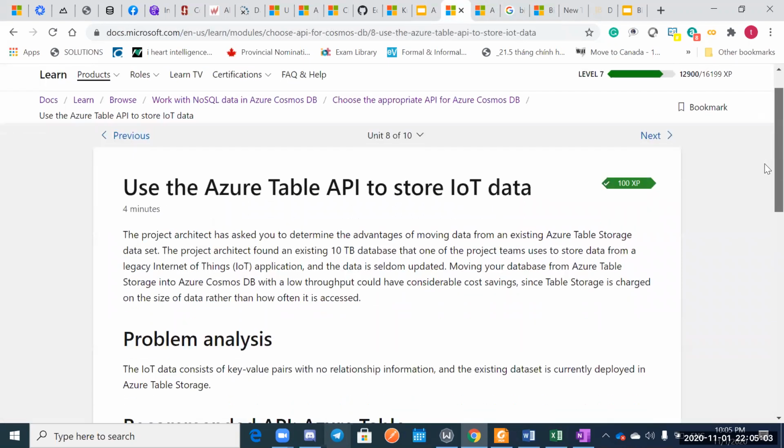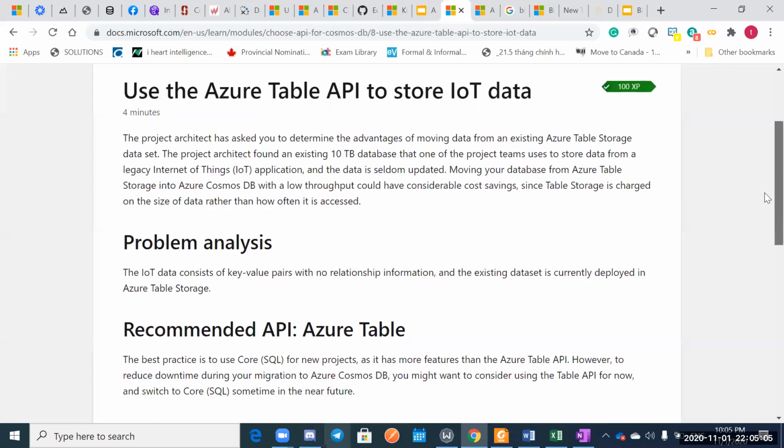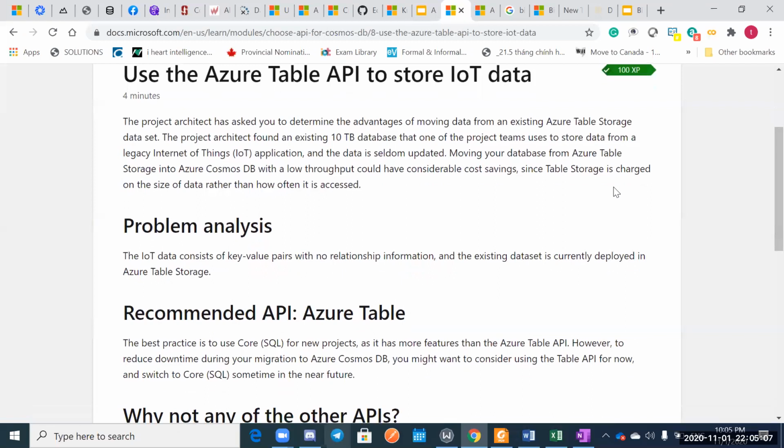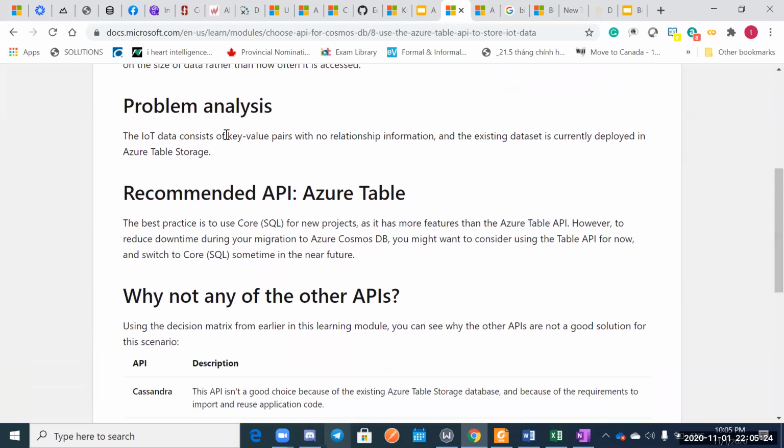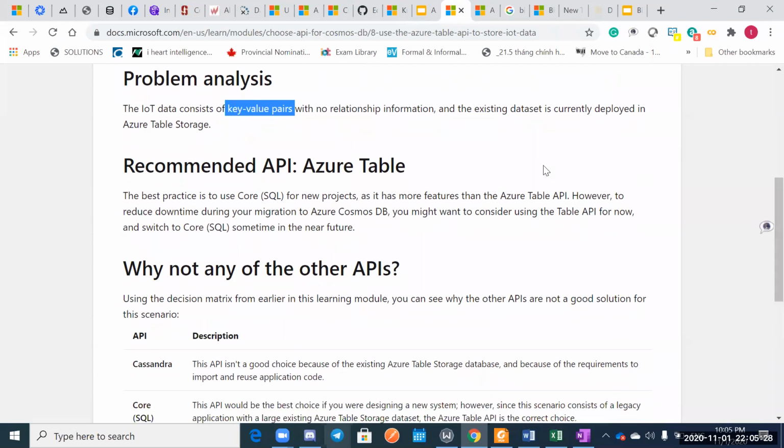Okay, so what we have here is the Azure Table API. Pay attention to this. In here, they already use Table Storage. They just use key-value pairs. They don't use a CRUD API. They are currently deployed in Azure Storage Table.